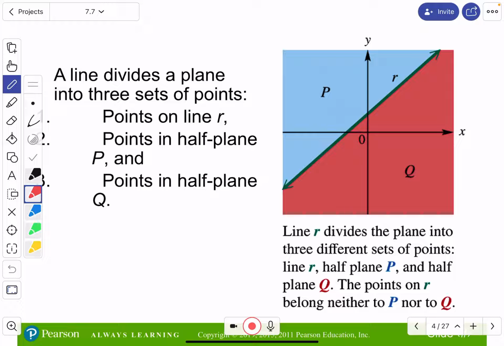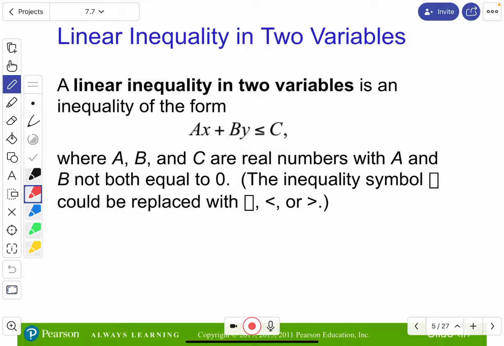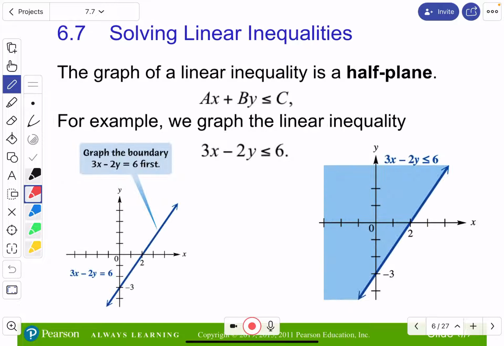So a line divides a plane into 3 sets of points. You have points above the line, points below the line, points on the line. This would be greater than, this would be less than, and so on and so forth. A linear inequality, you can write it just like a linear equation, it just has an inequality sign instead of an equal sign. And your answer is that half plane. It's the side that's shaded in.